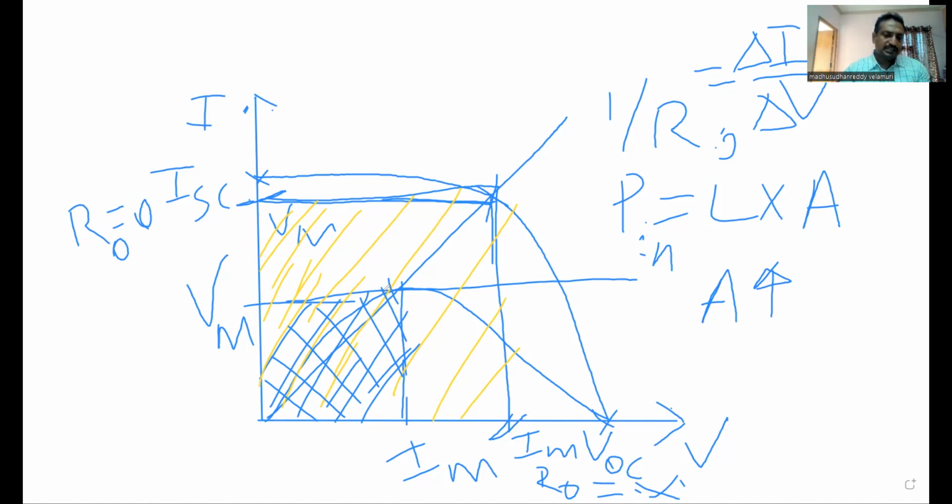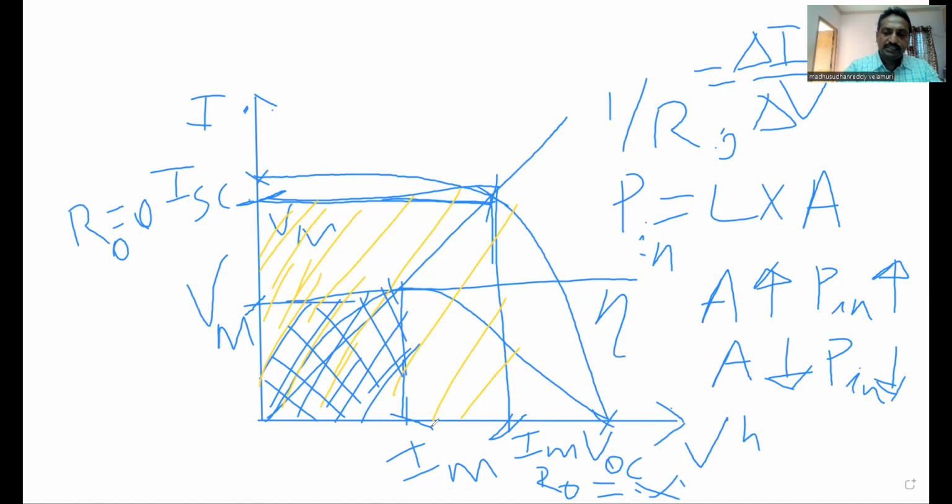If you see here, when you consider this and this, the area is less. Then P in also decreases, and here P in increases. So then what about the efficiency? Whatever the efficiency increases, the efficiency will decrease. So what is the fill factor? It is the quality or ability of a PV cell.